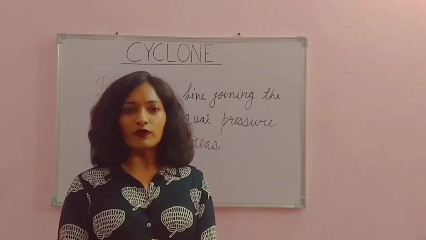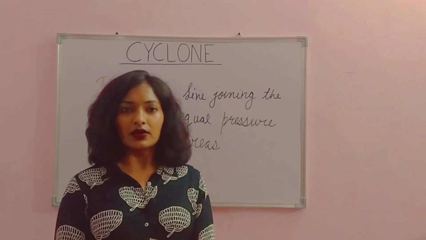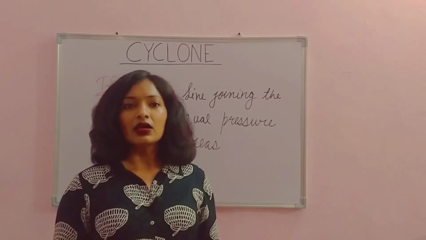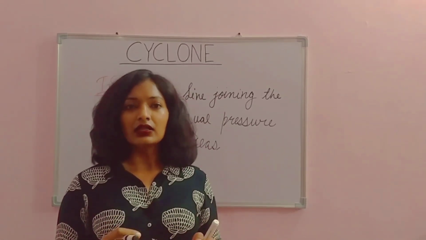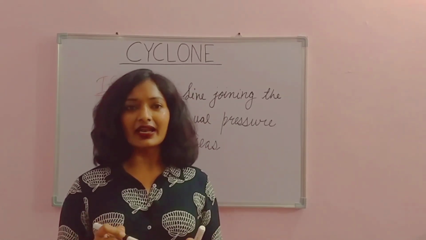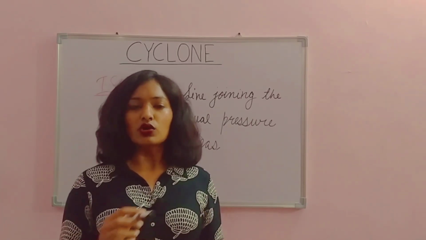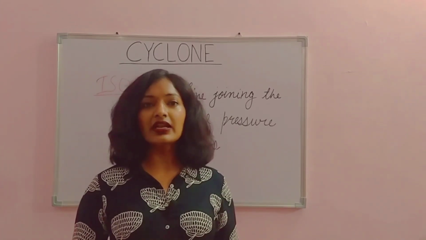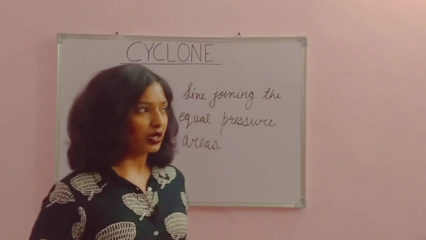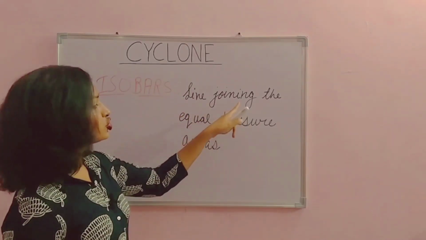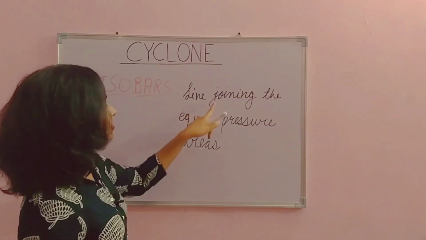So what is the meaning of cyclone? Cyclones are actually low depressions or troughs which are surrounded by closed isobars from inward to outward direction, and the wind movement is in such a direction that it is moving from outward to the inward direction towards the central depression. When I say that it is surrounded by isobars, what is the meaning of isobar? Isobars are the lines joining equal pressure areas. Basically, iso means equal.